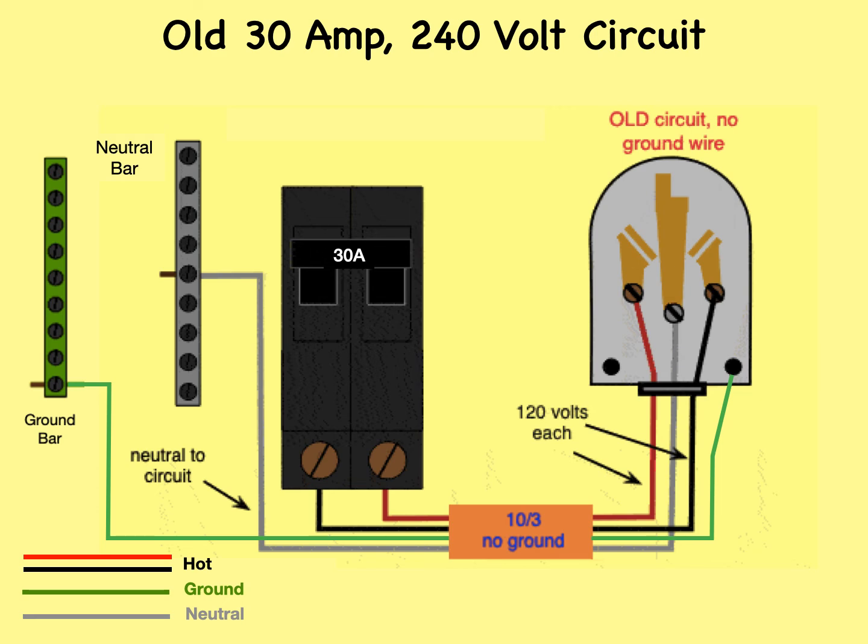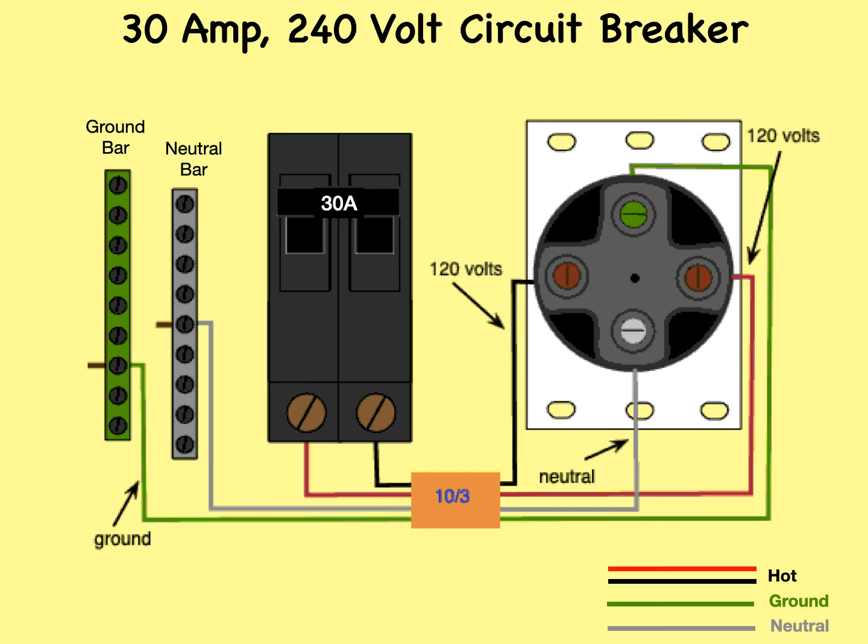This is a diagram for a new 30 amp circuit breaker to serve a 30 amp dryer outlet. This is an upgrade of the outdated 30 amp circuit in the previous diagram. This breaker is connected to a 30 amp receptacle with a 10-3 cable, including a ground wire.